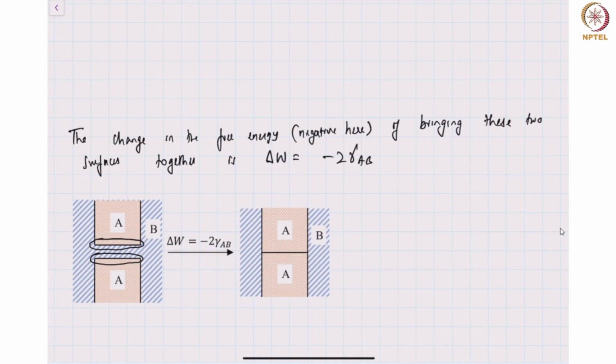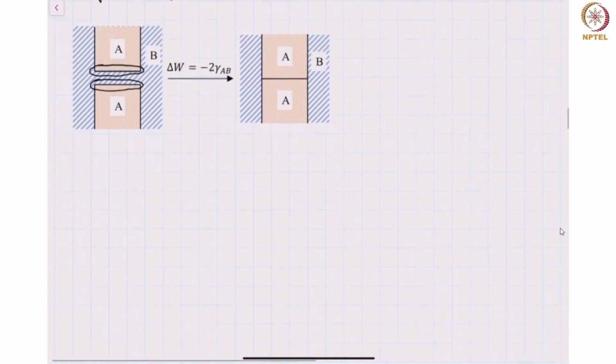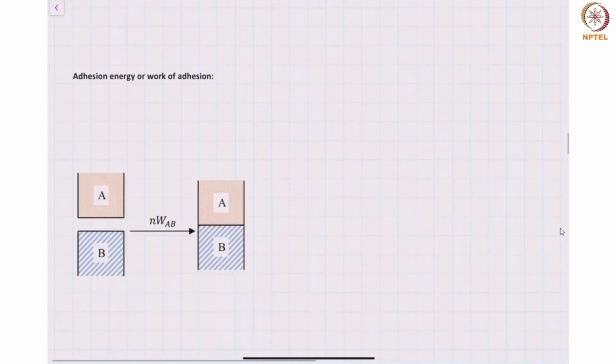Now let's consider another situation where I'm looking at two different surfaces A and B in vacuum. So this is the kind of picture that I have. I have two surfaces A and B. So this is nothing but interaction of two surfaces in vacuum.